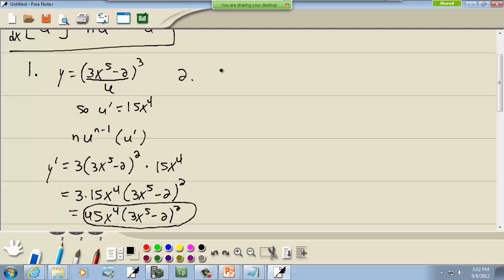Now let's take a look at this one. We've got f of x is equal to 5x minus 3 to the 1/3 power. Well, we got something to a power. So u would equal what's inside the parentheses, which is 5x minus 3, and u prime would be 5.